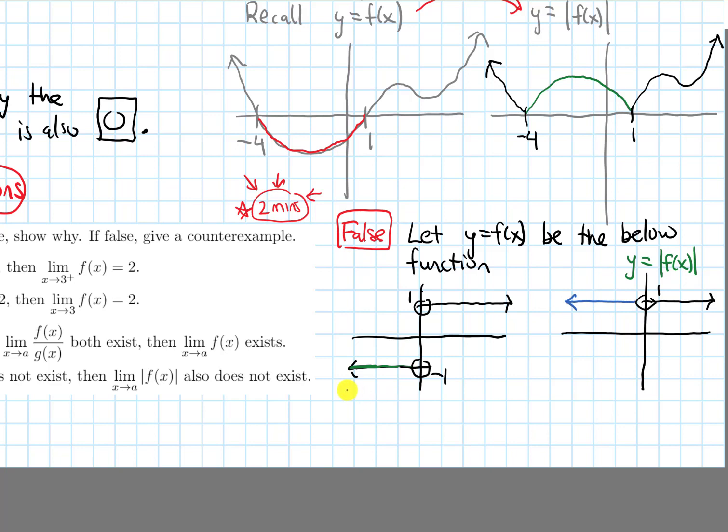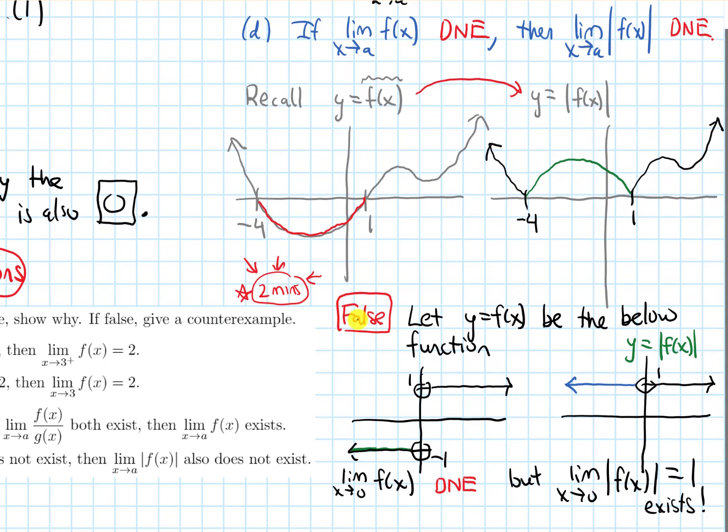So in my picture, the limit as x approaches 0 of f of x in this original graph definitely does not exist because the left and right hand limits are different. But the limit as x approaches 0 of the absolute value graph equals 1. It's 1 from both sides, which means that limit exists. So we have just come up with a counterexample, and that shows this one's false.